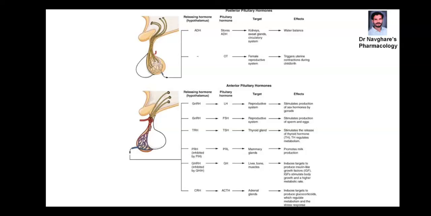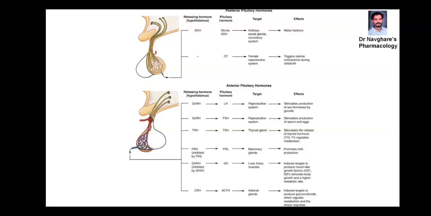ADH's role is maintenance of water balance. The second posterior pituitary hormone is OT, that is oxytocin. The target site of oxytocin is the female reproductive system. The action of oxytocin on the female reproductive system is that it triggers uterine contraction during childbirth. These are the two posterior pituitary hormones.